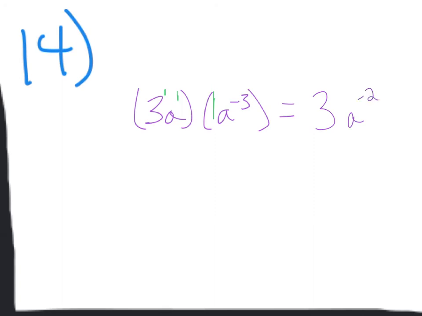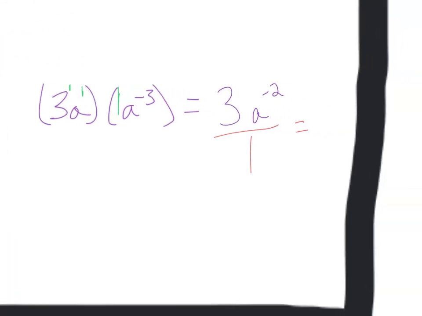Now, if you wanted to rewrite this using only positives, you could keep the 3 on top, put a 1 on the bottom, and then you're actually going to just move this part right here in the green. You're just going to move that down. So the 3 will stay on top, but now the a to the negative 2 is going to come down here, and it will take the place of the 1 and become a positive exponent, a to the second power. So there is your answer in gold.